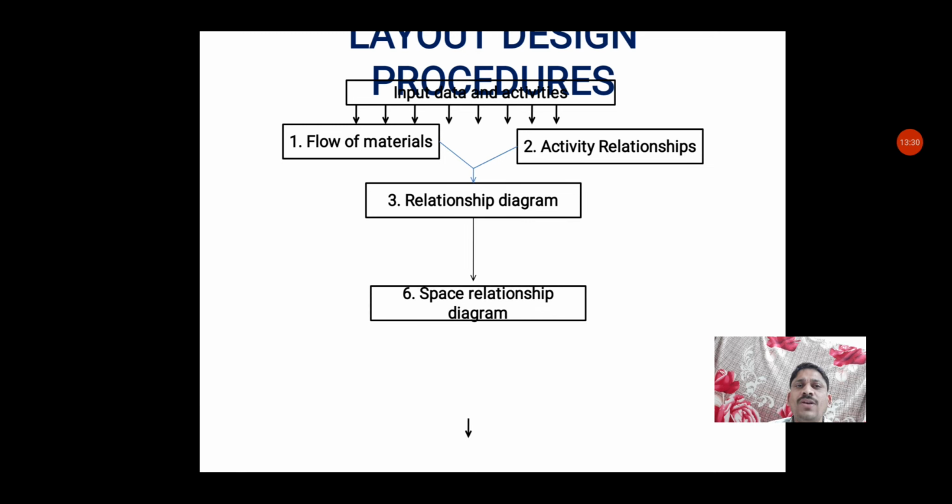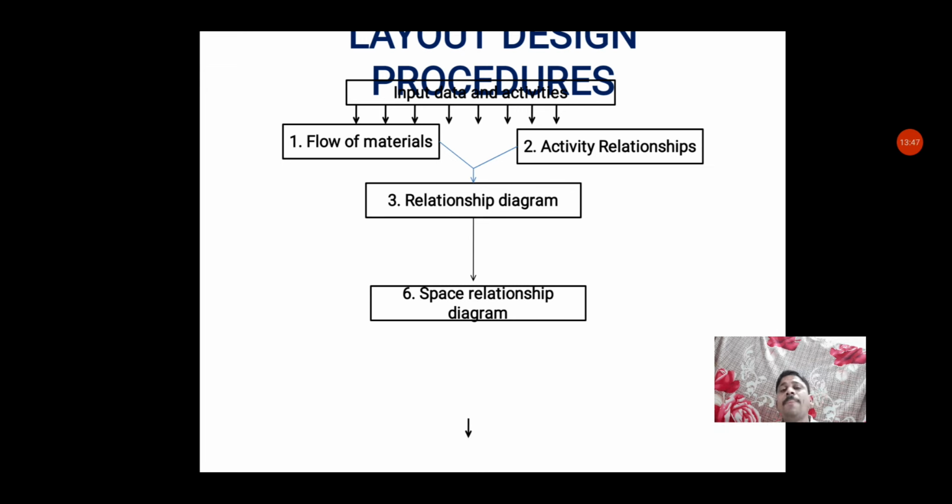Okay, so we have developed the relationship diagram. Then in the manual procedure, that means in the layout design, the first kind of layout design procedure, the systematic layout procedure. So next, after developing this relationship diagram, we are developing the space relationship diagram. For this also, we need two kinds of information in order to develop it.